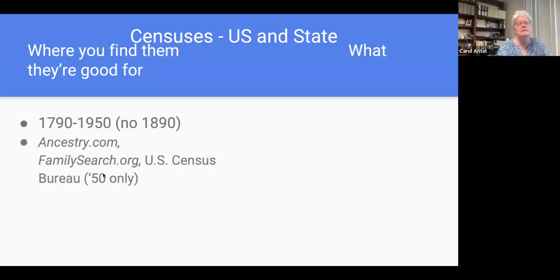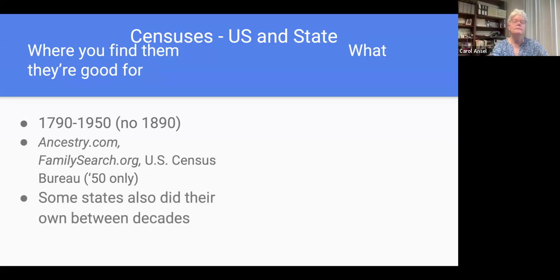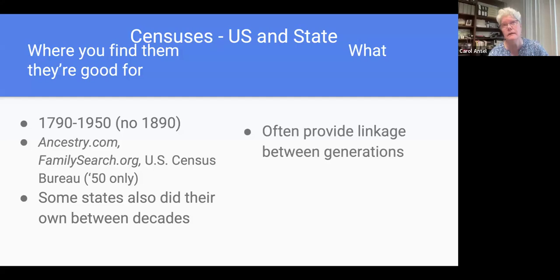You can find these on Ancestry, FamilySearch, and the Census Bureau. The Census Bureau just has the 1950. And I forgot to add MyHeritage as well. Some states also did their own censuses between the decades, sometimes at 5-year intervals, so those can be really useful too. If you go on the research wiki on FamilySearch and look up your state, it will tell you whether there were state censuses or not.